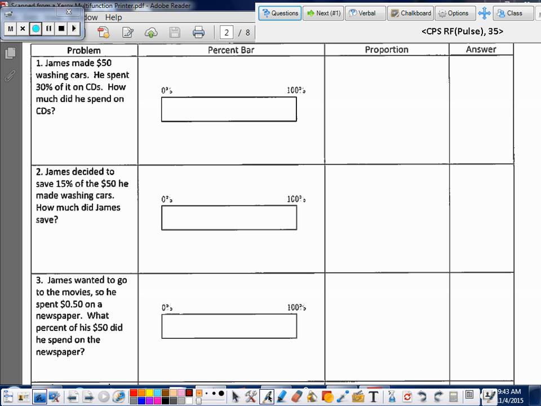Now, let me ask you this. If he's spending some of this money on CDs, then does that mean that $50 is part of what he's spending, or $50 is the whole thing he has to spend? Is it the part or is it the whole? It's the whole amount. So that means this whole bar has to equal $50. So go ahead and mark that on the bottom.